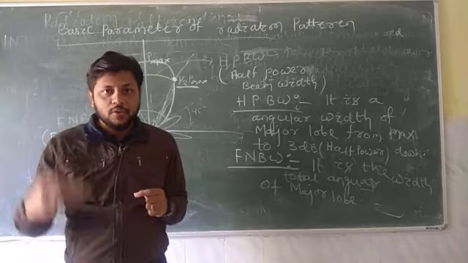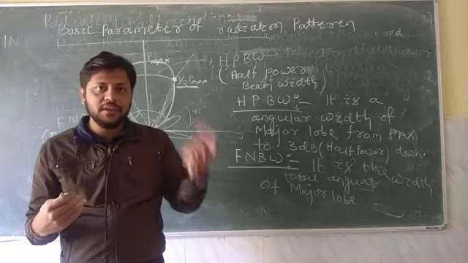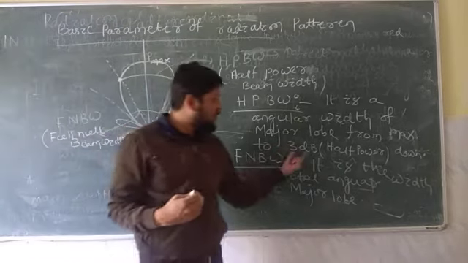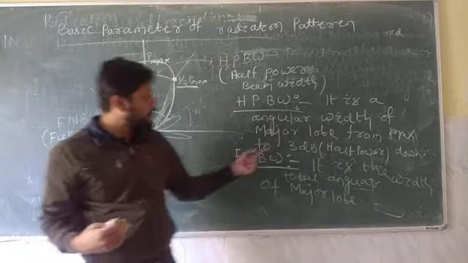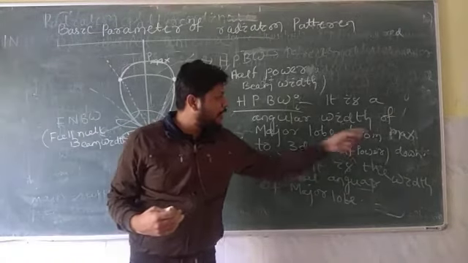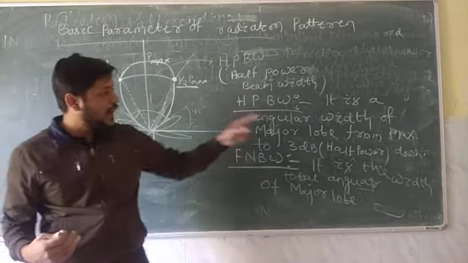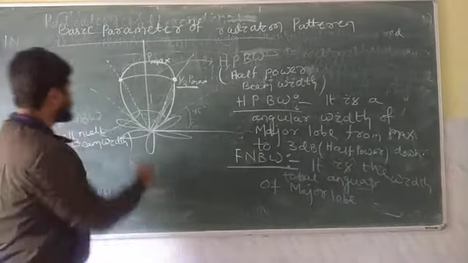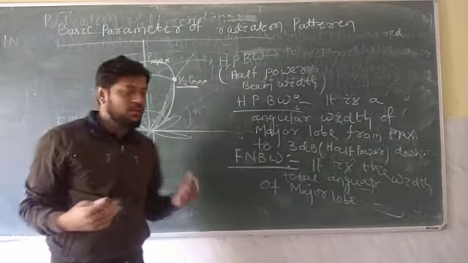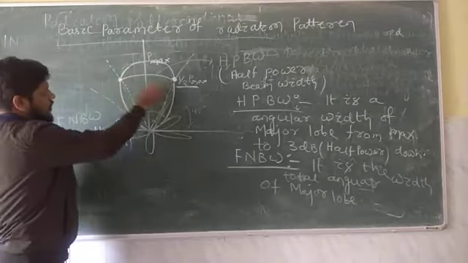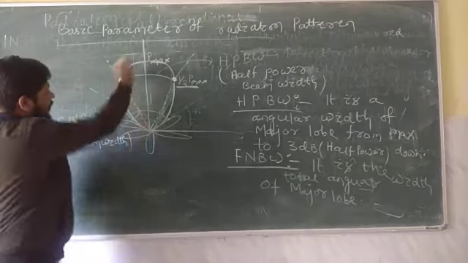3 dB means where the power is half, that is, 3 dB less in decibel. That is your half power down from the maximum, by 3 dB. So it is the angular width of the major lobe from maximum to half power down. We are measuring from maximum to where the power is half, and the width, because it is actually not 2-dimensional geometry, it is a 3D plot.